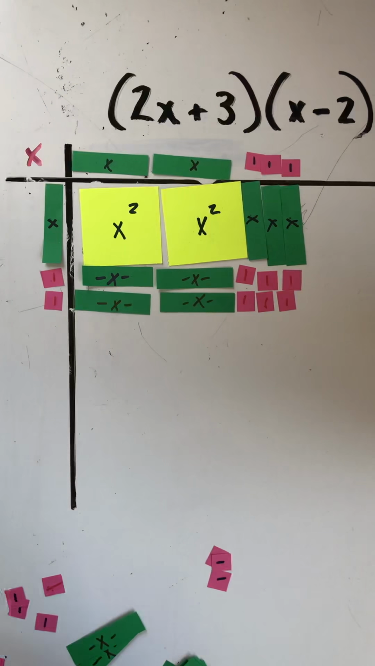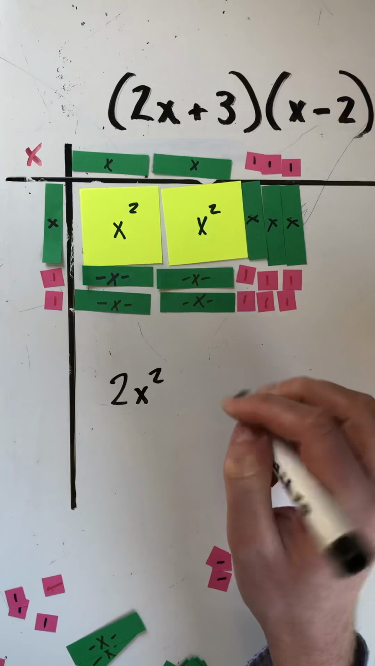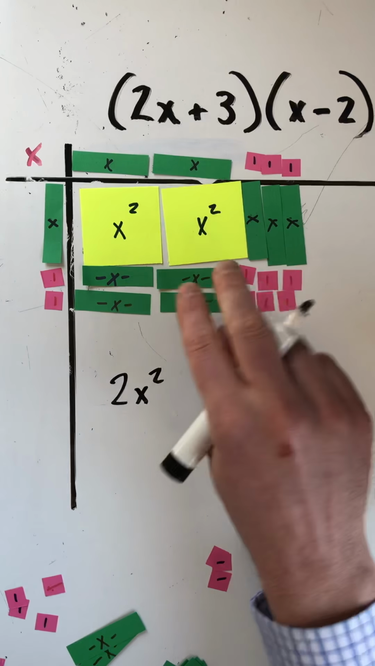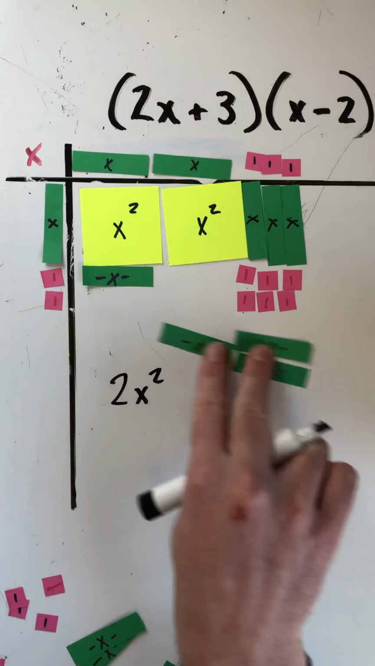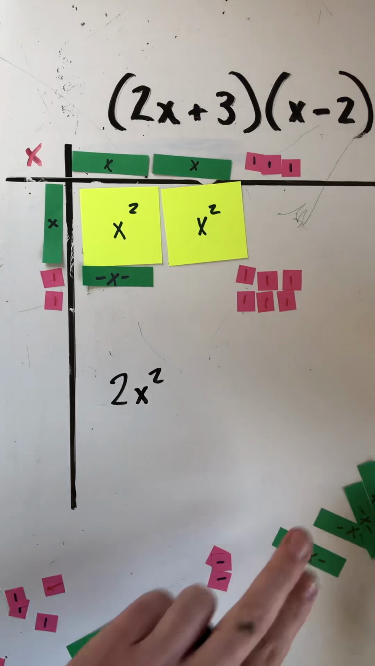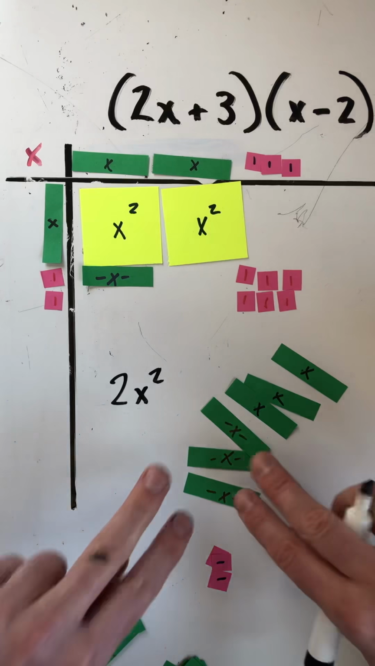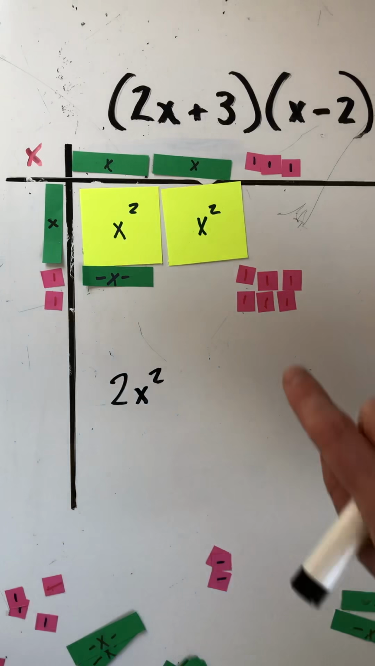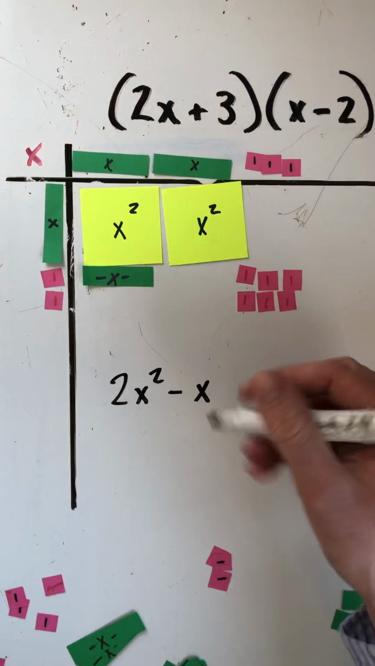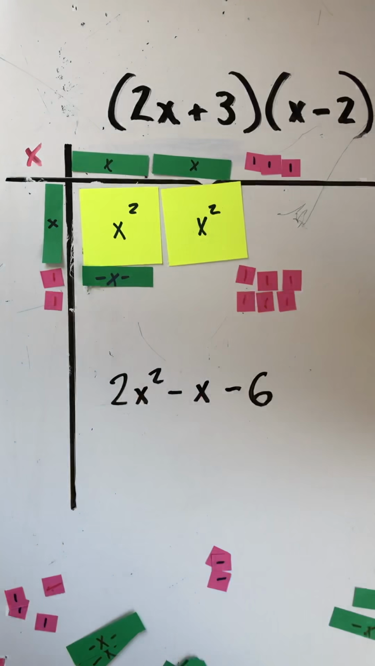This answer is representing 2x squared. Now I have negative 4x's and positive 3x's, so I could cancel these out if I wanted to by just taking them away when I count. So I took away 3 positive x's and 3 negative x's. That leaves me with minus an x and then minus 6. This is the expression for the multiplication of these polynomials.